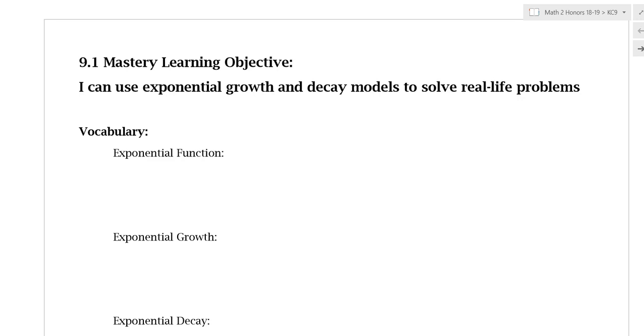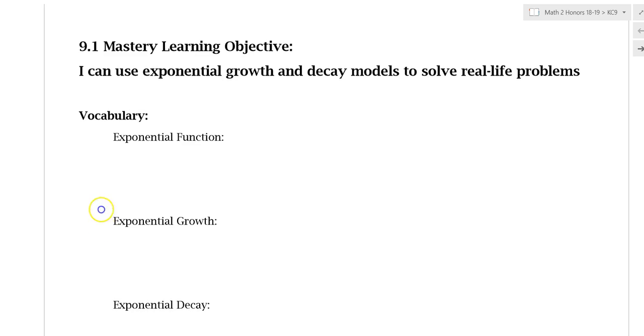So, you've seen exponential growth and decay models before. You saw them in Math 1, so this should be review. So just a little bit of vocabulary as we get started.